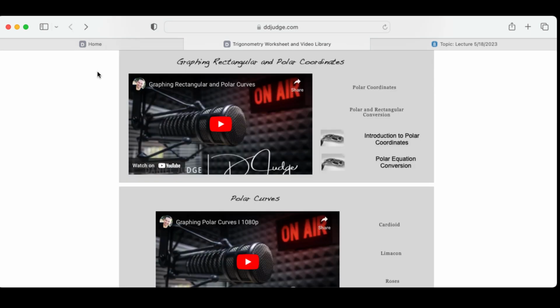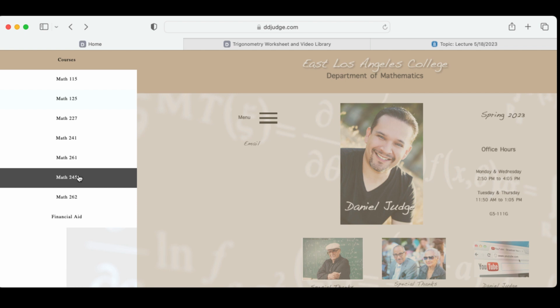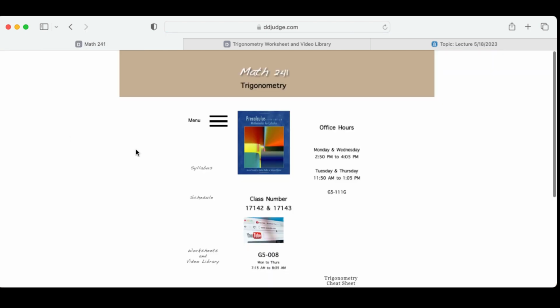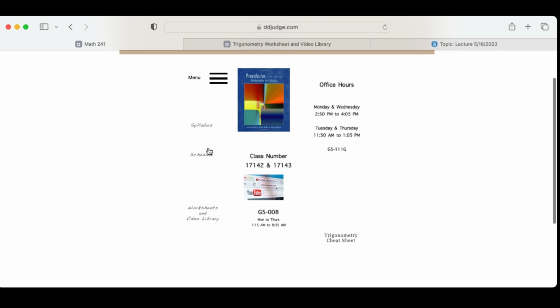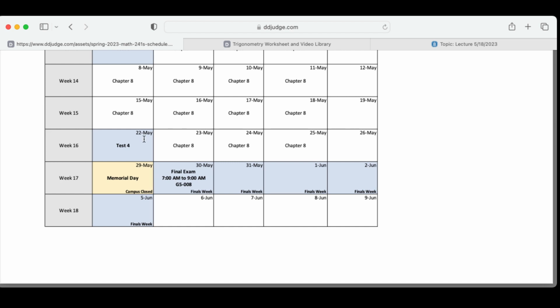Let's look at what we were doing. Polar coordinates. Do you remember what we have on Monday? Test 4. I'll send you some information about test 4, like a study guide, in Canvas. It is Monday the 22nd. And then the following week is your final exam on Tuesday, May 30th at 7 to 9 a.m. Just a reminder about what's happening here. Ladies and gentlemen, we're getting down to the wire.